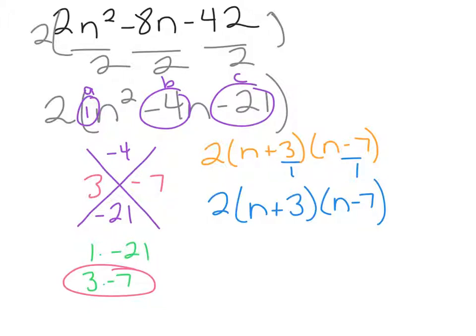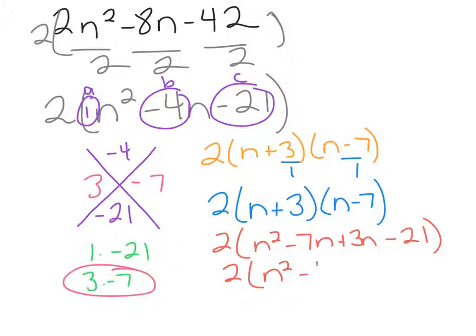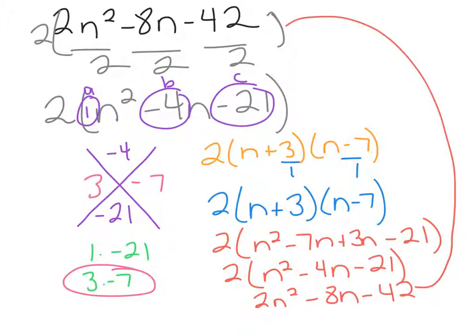Now let's FOIL to check. We'll keep the 2 here. N times n is n squared, outer minus 7n, inner plus 3n, and the last minus 21. Combine the middle, you get negative 4n. Now we can distribute this 2. 2n squared minus 8n minus 42, which is what we had up there. So this is our correct answer.